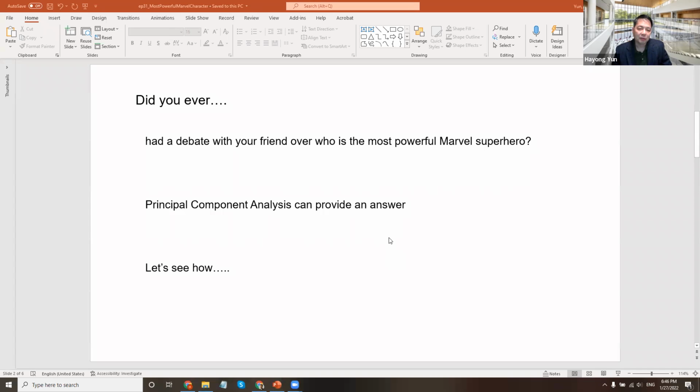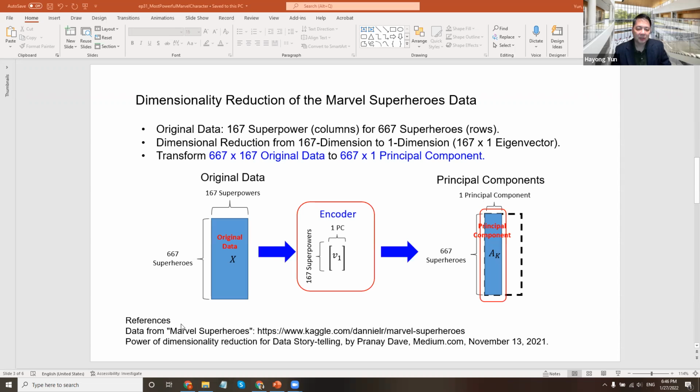So, the motivation is like if you ever had a debate with a friend over who's the most powerful Marvel superhero. And I came across an article that was a clever application of how principal component analysis can provide an answer, whether you agree or not. And let's see how, right? So here's the reference.